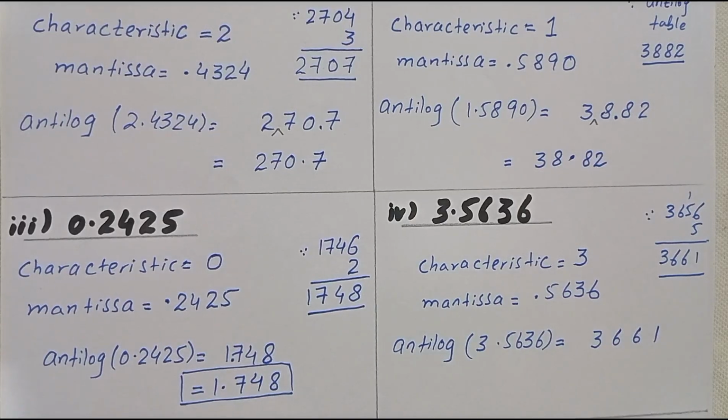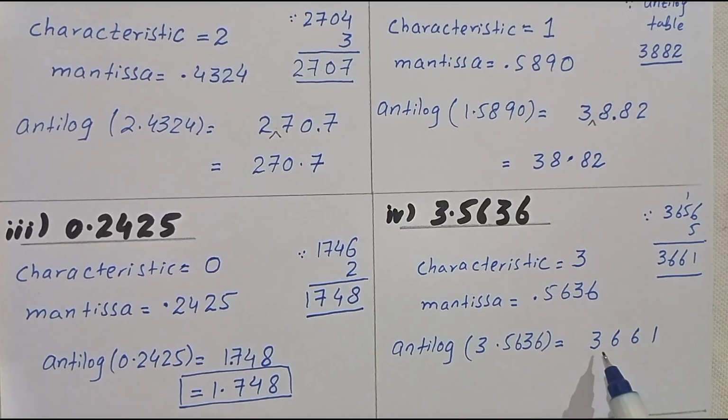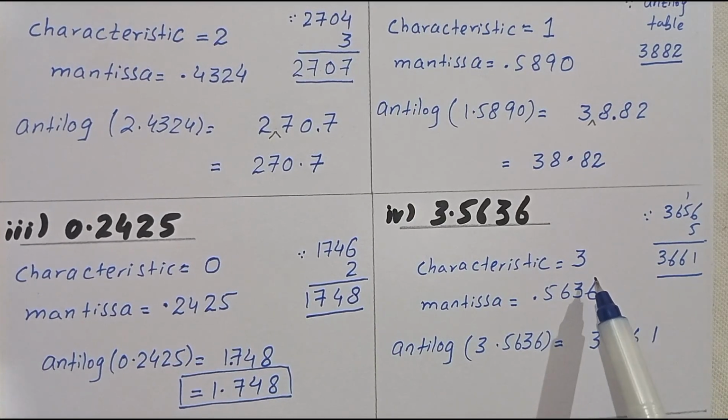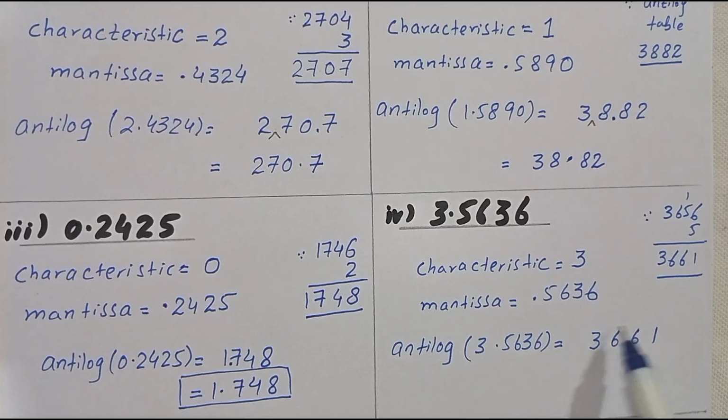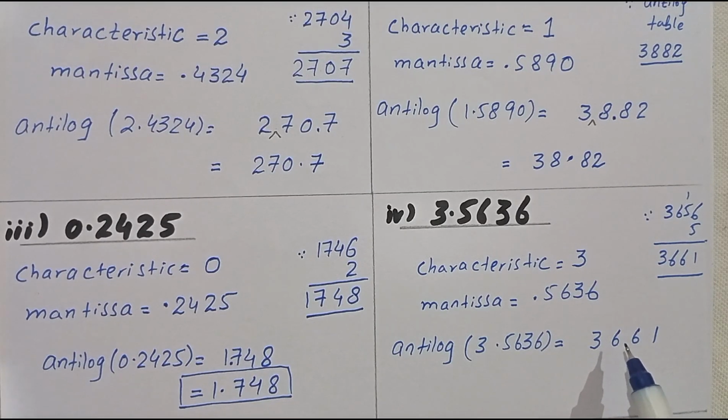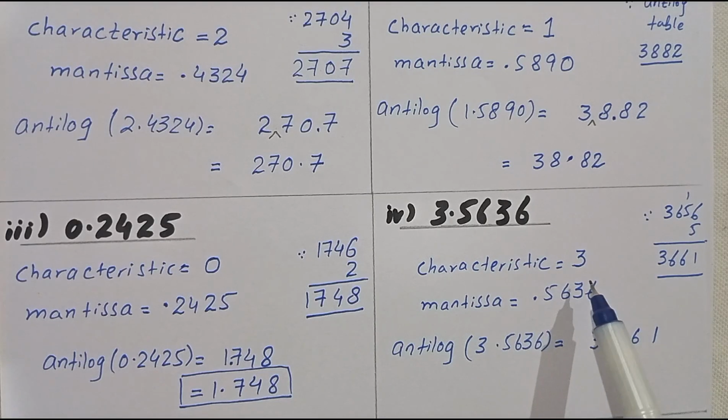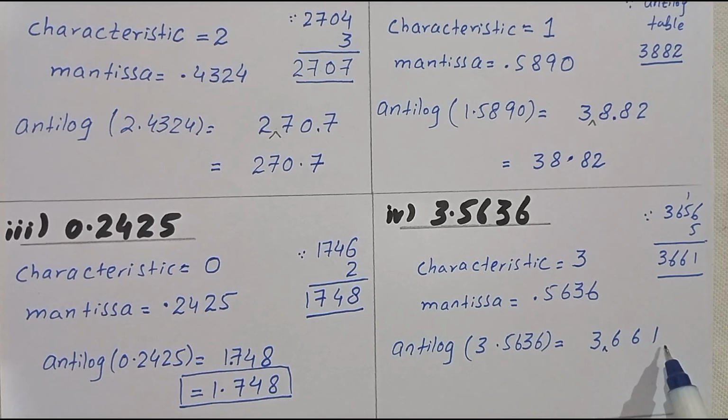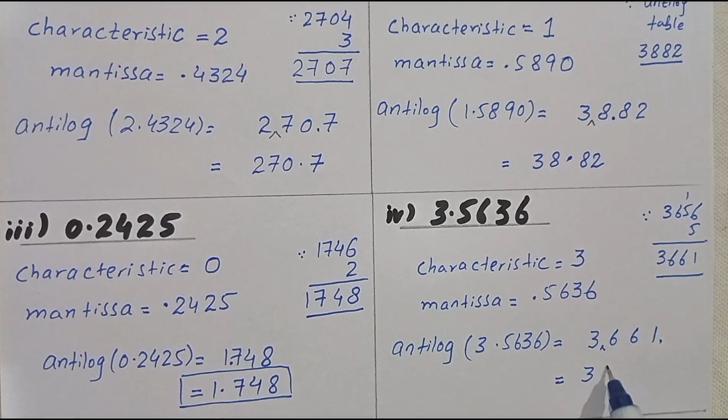As the characteristic is 3 and the reference position is after 3, we move to the right side and count the digits after the reference position, 1 2 3. The decimal point is moved after 3 digits, that is after 1. So the antilog value is 3661.